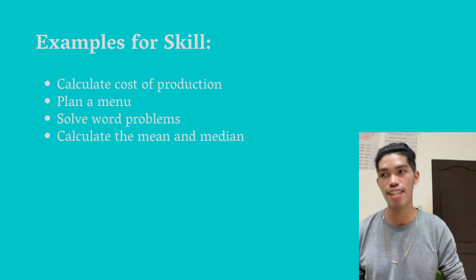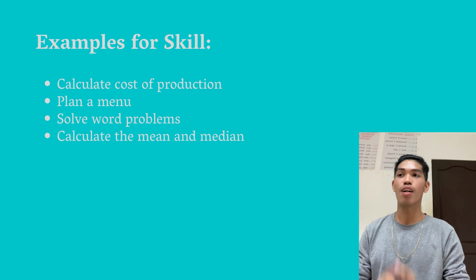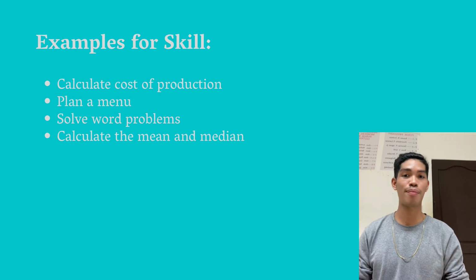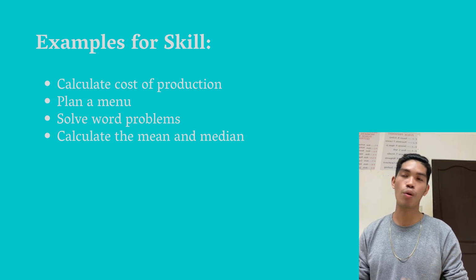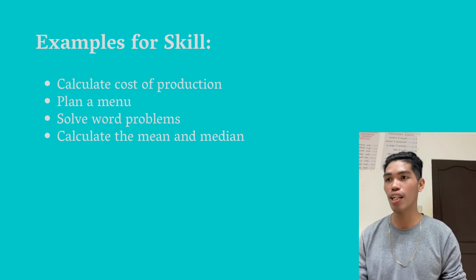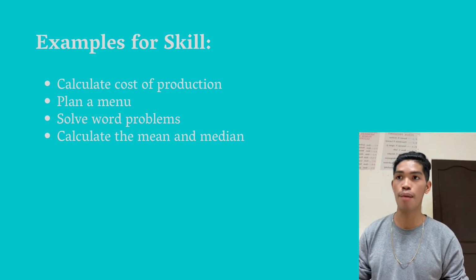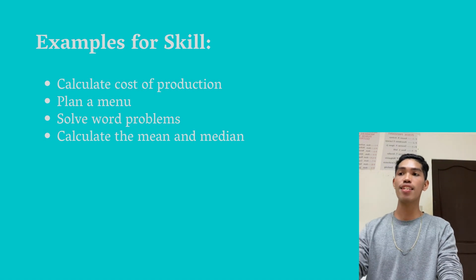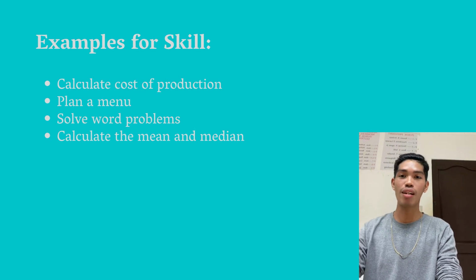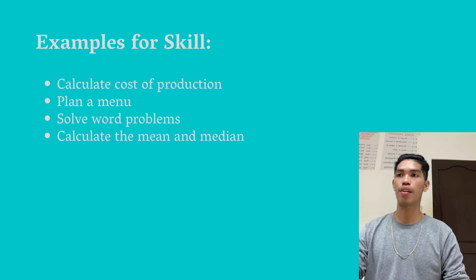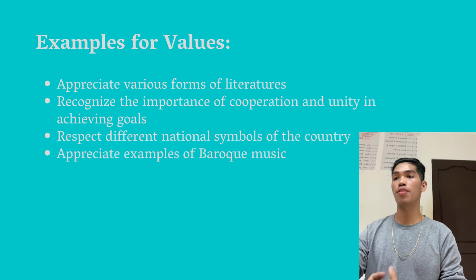Moving on to the third example, we have solve word problems. Of course, it is more on mathematical formula, and we need mathematical skills here. And good for those who are really good in math, so they can really solve word problems. Next, we have calculate the mean and median. This really also calls for a mathematical skill. That's why this example belongs to skill standards.